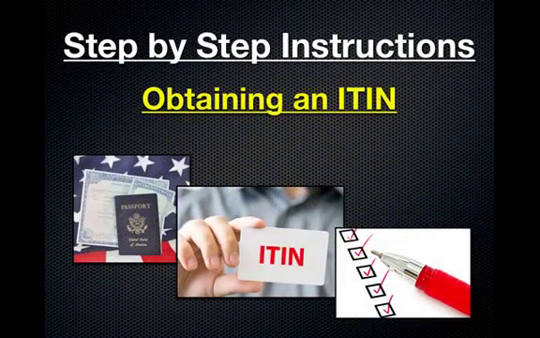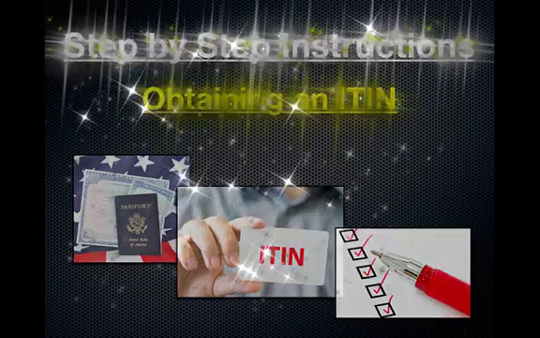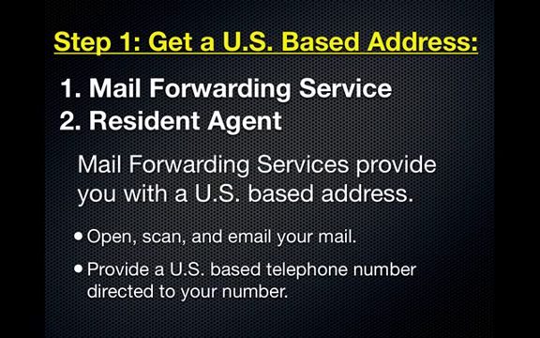So let's cover some basic steps on what you can do to obtain a taxpayer ID number. Step number one is to get a US-based address. Now, there are a couple of different ways that you can do this. There are mail forwarding services, or there are also what are called resident agents that you can oftentimes work with through some of the law firms that help to set up business entities for individuals.